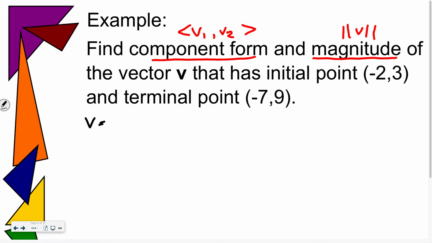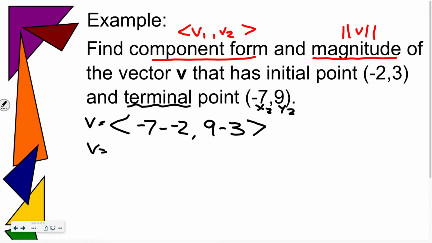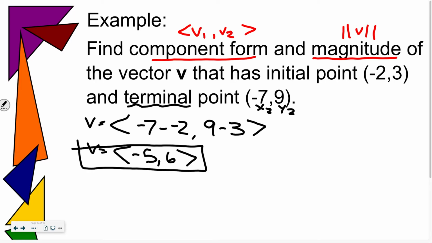So v equals, should I do -2 or -7 first? -7. Okay, terminal, so this is x sub 2, y sub 2. -7 minus -2, 9 minus 3. My component form is -5, 6. Got the first part of my answer.